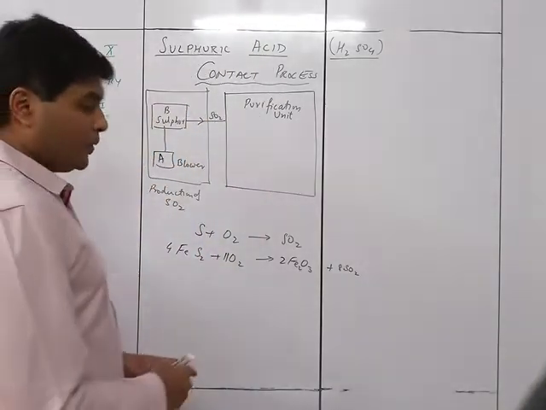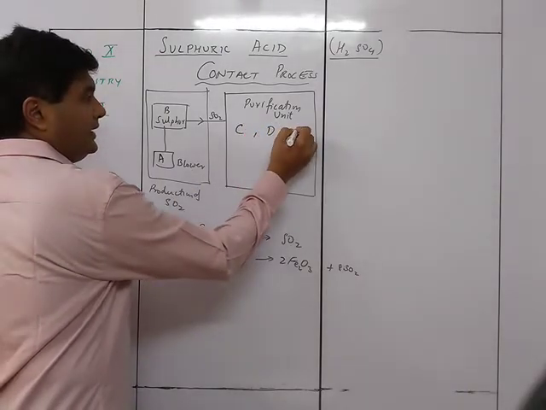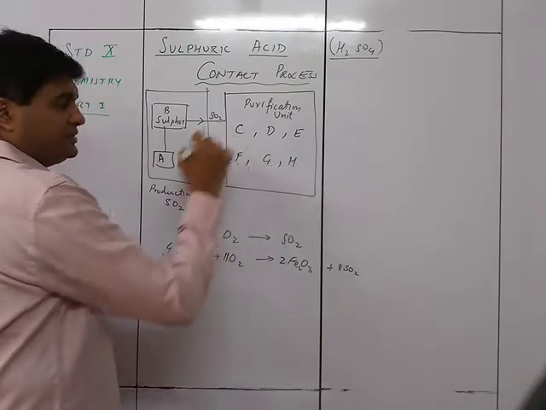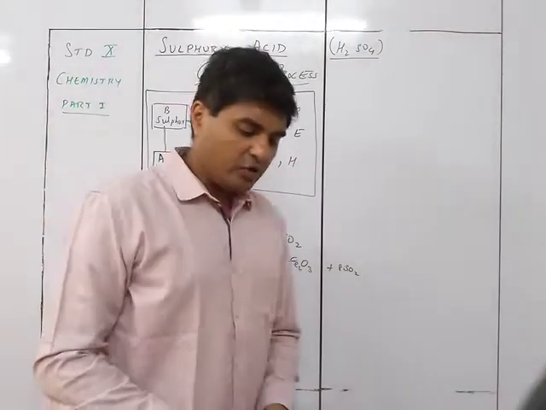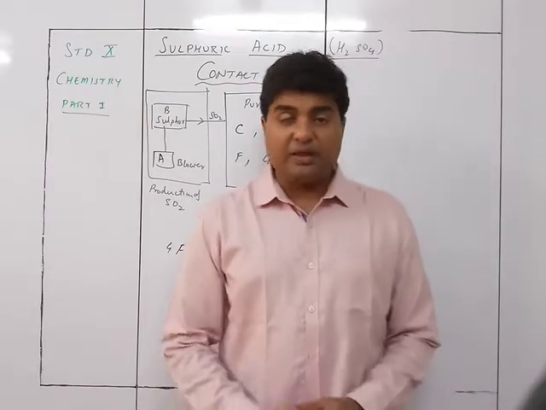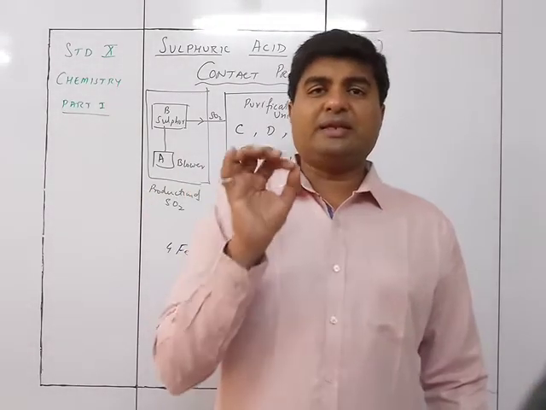So we have C, D, E, F, G and H. These are the chambers. There are 6 chambers in the purification unit. The first one is where you are removing the dust. So there is a dusting tower.